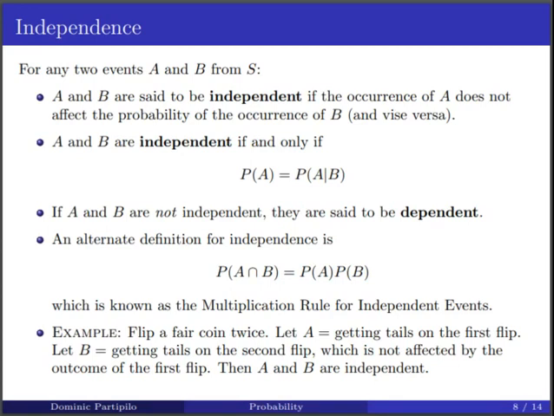So let's look at an example to get a feel for what it means for two events to be independent. Let's flip a fair coin twice. We could let A be the event that we get tails on the first flip, and we could let B be the event that we get tails on the second flip. Now, think about what happens when we're flipping a coin twice. Is the outcome of the second flip affected at all by the outcome of the first flip? No, you still have a probability of 0.5 of getting tails on the second flip, regardless of what happens on the first flip. So that means A and B, the event that we get tails on the first flip and the event that we get tails on the second flip, are going to be independent events.